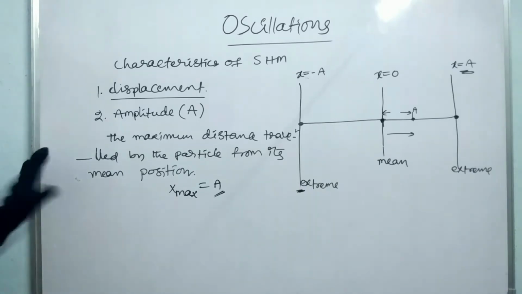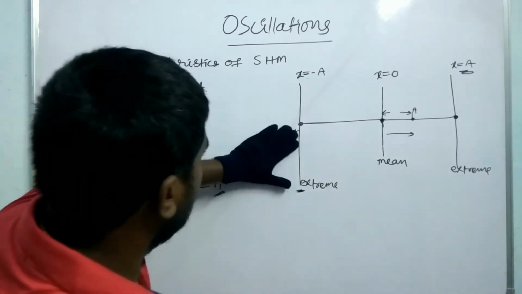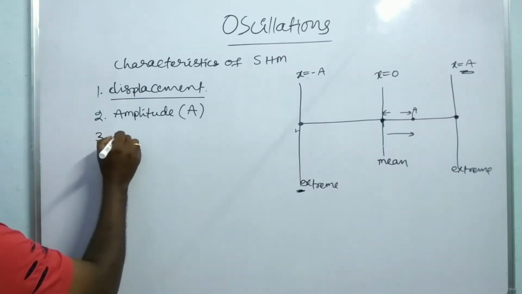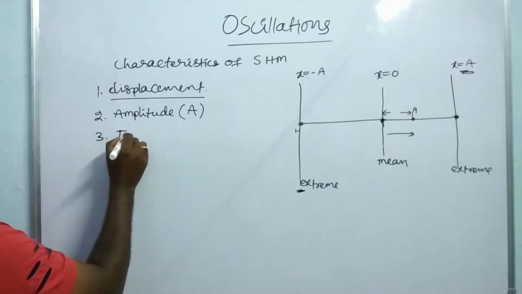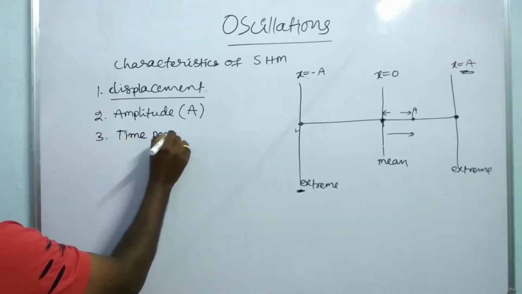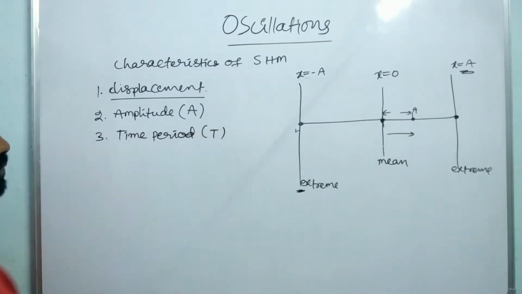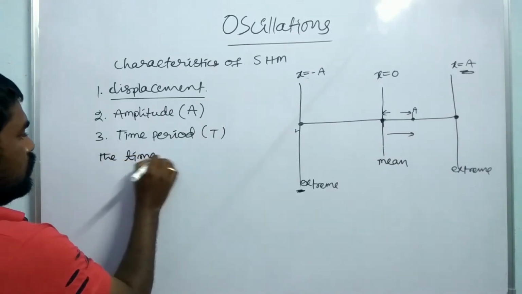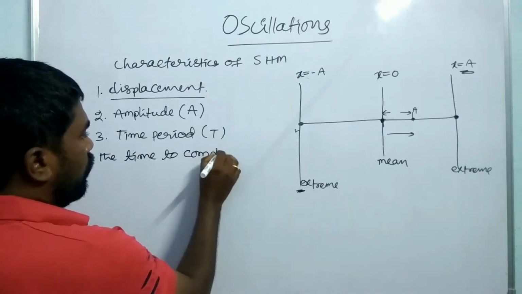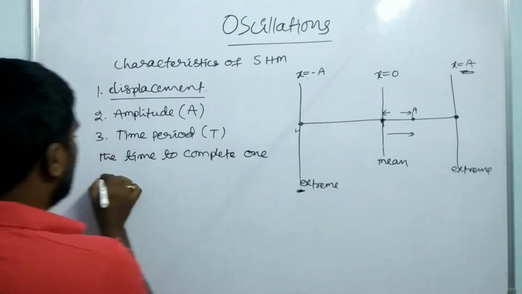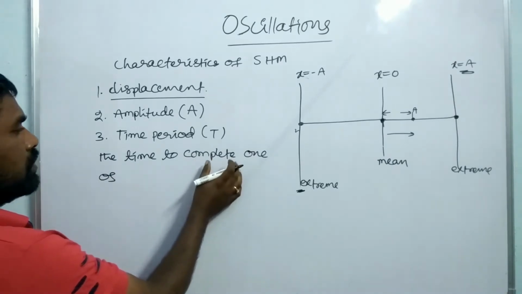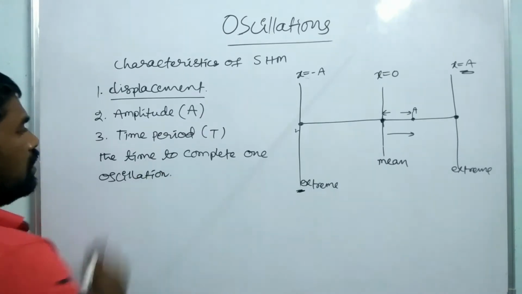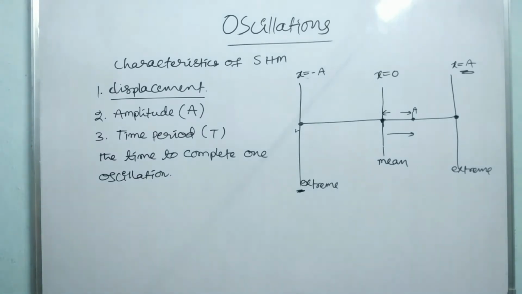And the next characteristic is the time period. The time period is denoted by capital T. The time taken to complete one oscillation is called its time period.